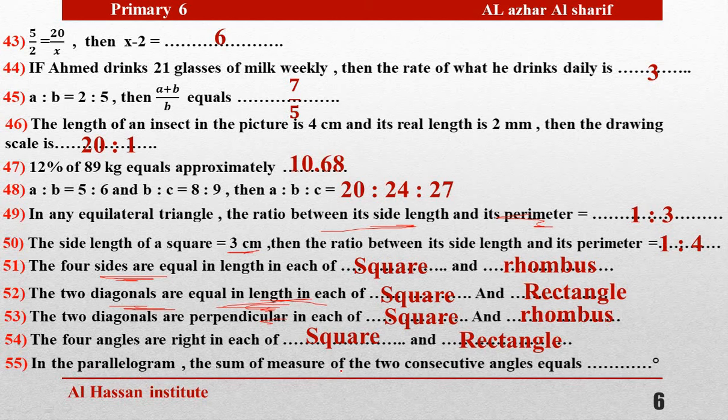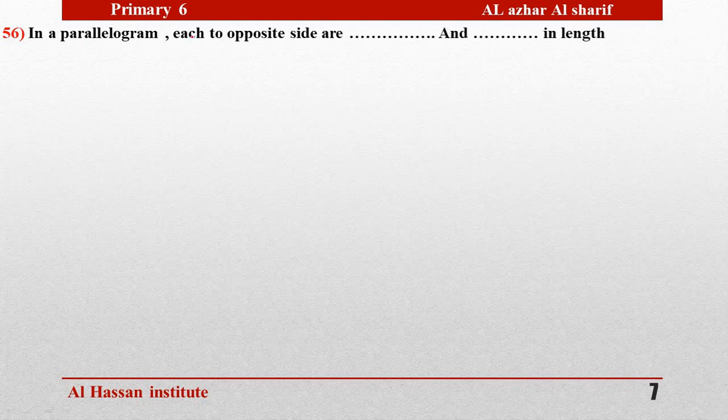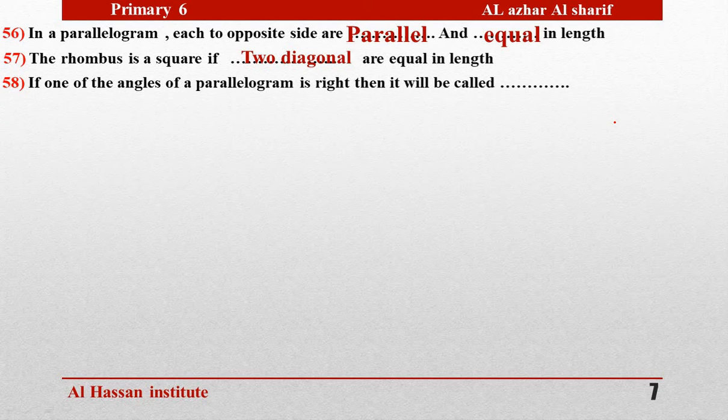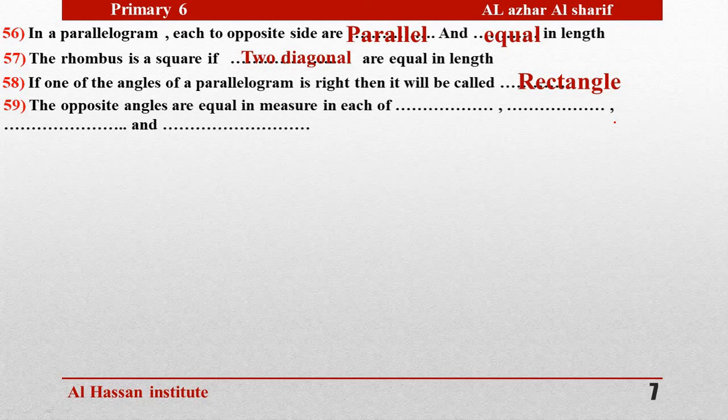In the parallelogram, the sum of measures of two consecutive angles equals 180. Next, in a parallelogram, each two opposite sides are parallel and equal in length. The rhombus is a square if its two diagonals are equal in length. Next, if one of the angles of a parallelogram is right, then it will be called a rectangle. Excellent. The opposite angles are equal in measure in each of rectangle, rhombus, square, and parallelogram.